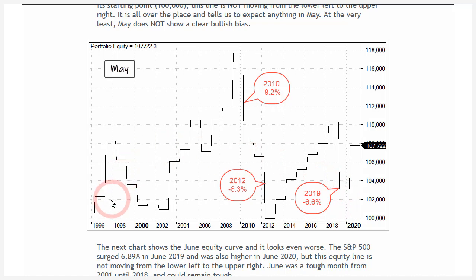May has been a pretty rough year. And then if you look at this equity curve from 1996, you know it's up, it's down, it's up big, it's down big, it's up, it's down, it's up. So May is just all over the place. You know, this is not an equity curve that's going from the lower left to the upper right. And so that tells me that May could be a rough ride, judging from this equity curve. It's not as positive as the stats would suggest they are when you look at the seasonality chart on StockCharts or when you look at the data that I presented here.